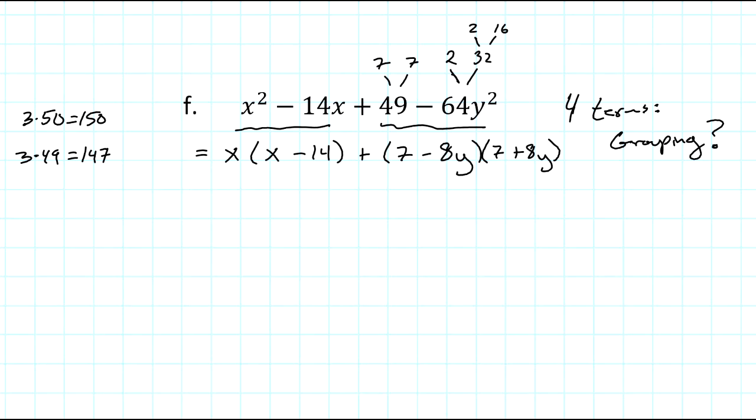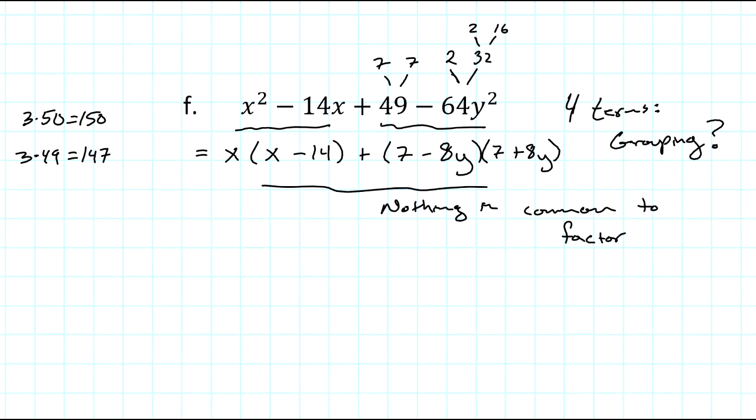But if we do that, then there's nothing in common here to factor out. So this, we can factor those separate parts, but that's not going to get us any further. There's nothing more we can do with that. So that's a little disappointing. I'm kind of stubborn. I kind of want to play with this for a second and see if anything else might arise.